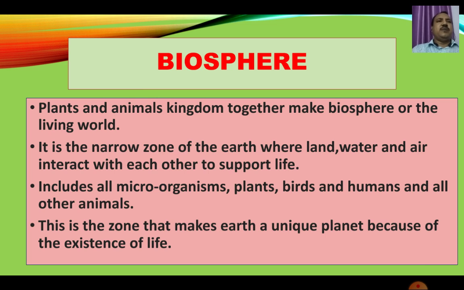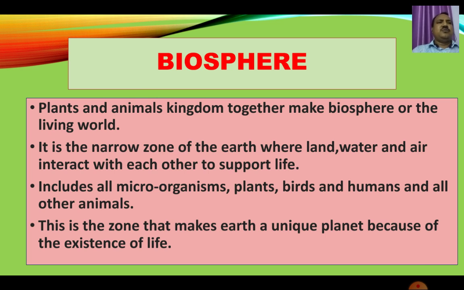Then next is the biosphere. The plant and animal kingdom together make the biosphere, or the living world. It is the narrow zone of the earth where land, water and air interact with each other to support life. It includes all the microorganisms, plants, birds, humans and all other animals. This is the zone that makes Earth a unique planet because of the existence of life.